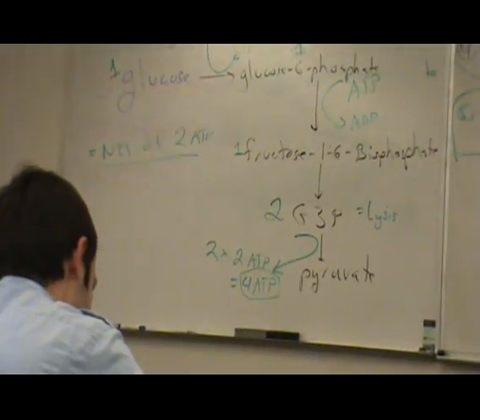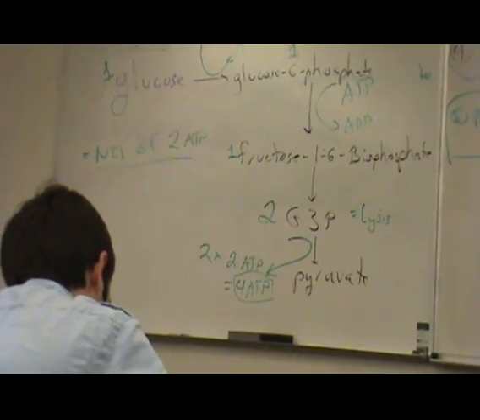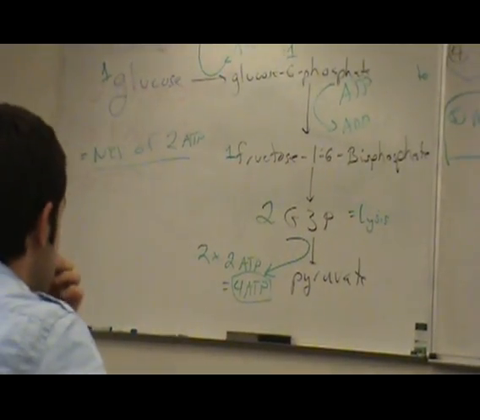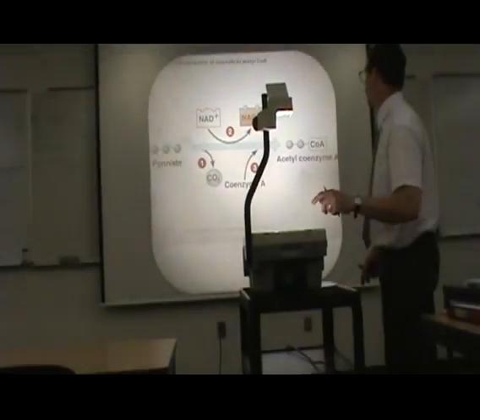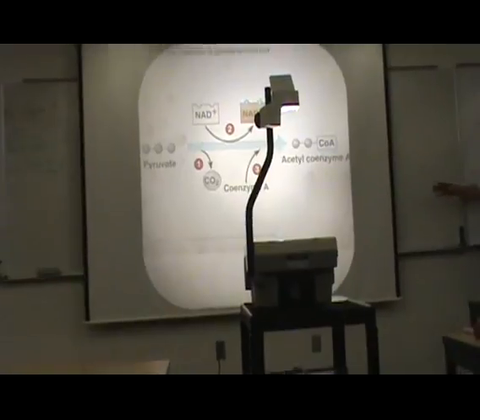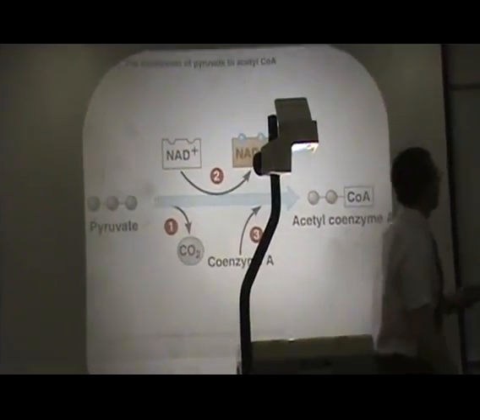We made pyruvates. What's next? What's after I make pyruvates? Krebs cycle or citric acid cycle, but actually it isn't true, because we need to do this. We have to convert our pyruvate into something else. Let's do that over here.